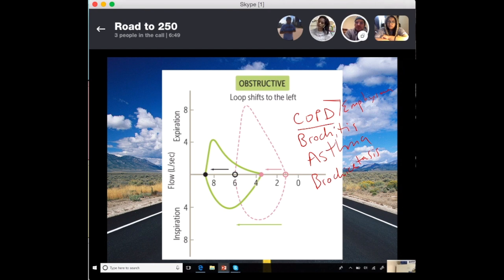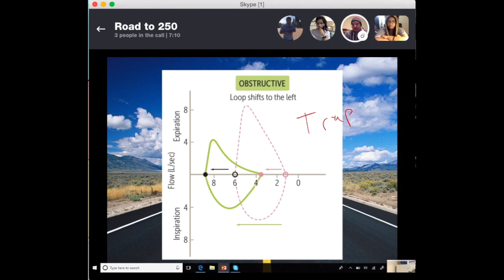So COPD, emphysema, and asthma, all kind of very similar. So what is the issue with all of these if it's an obstructive disease? You have air trapping? Air trapping, right. So that means that we have difficulty in exhaling our air.